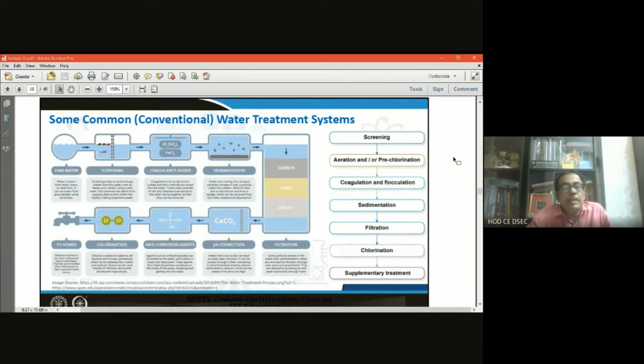Now, after coagulation, the sedimentation tank is there, because whatever sludge has been formed, that is the flocculation. Under slow mixing, the dumped particles increase in size, a process called flocculation. After coagulation, the flocculation is done, and most of the particles sink to the bottom to form a sludge, which can be removed from water, treated and disposed.